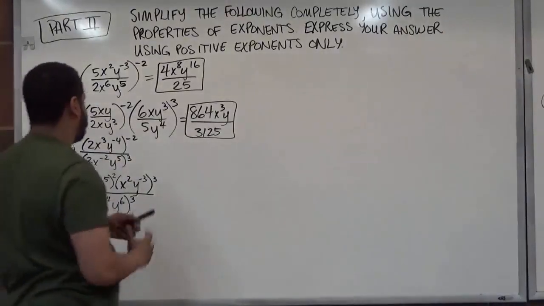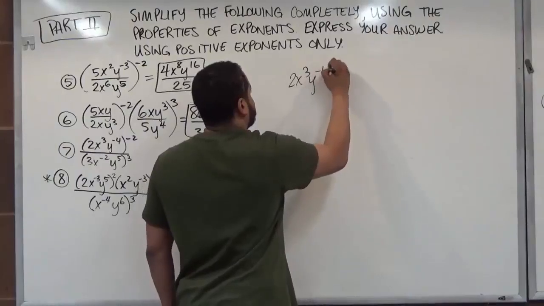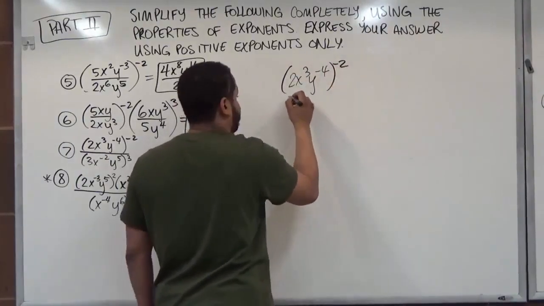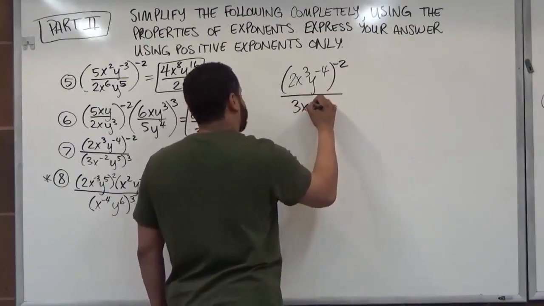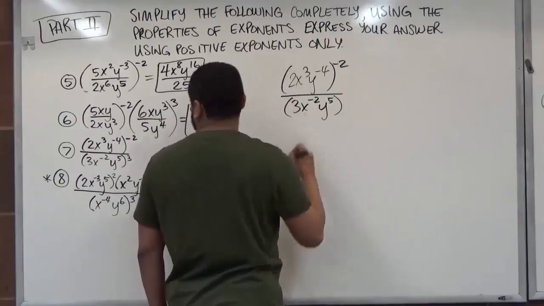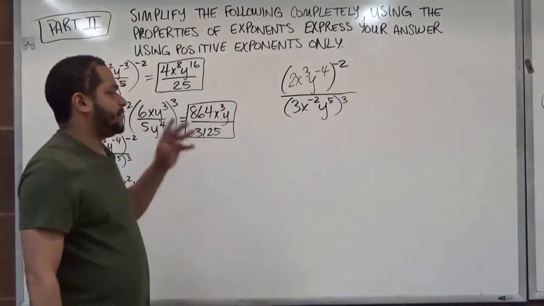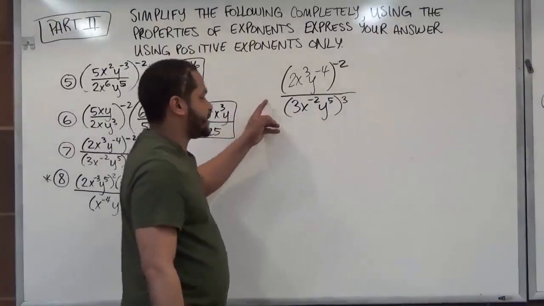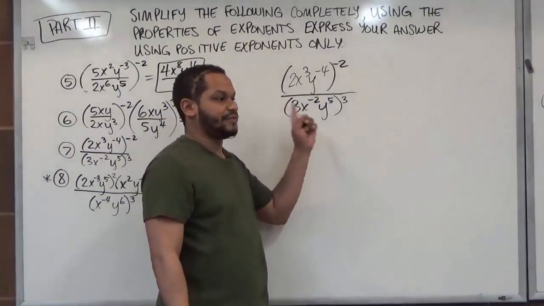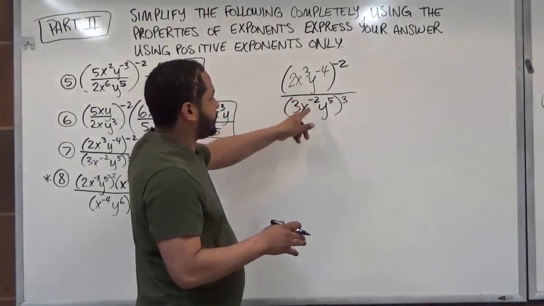Problem number 7, we have 2x cubed, y to the negative fourth, to the power of negative 2. And then we have 3x to the negative second, y to the fifth, and this is to the third power. Now usually we ordinarily begin with just what's inside, but for the practicality of this problem, I'm going to convert this to a different form because it's a division and these are going to become fractions, right?